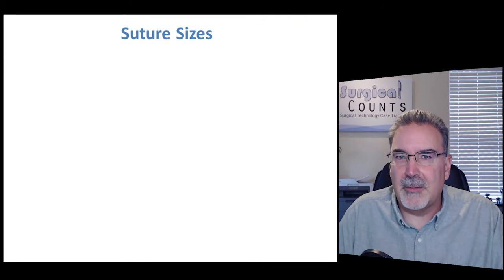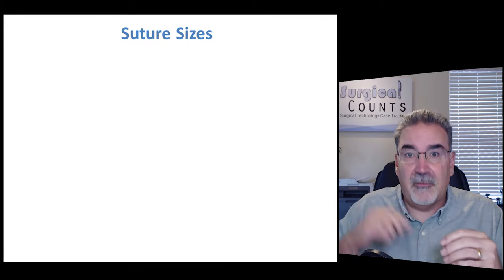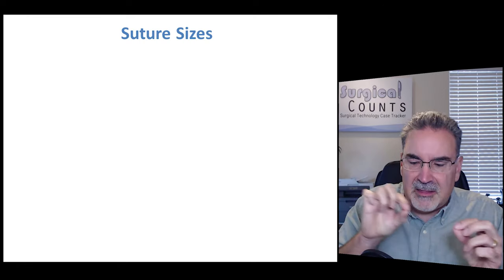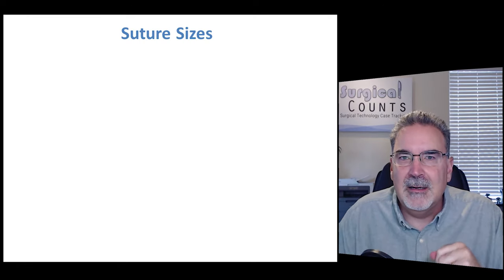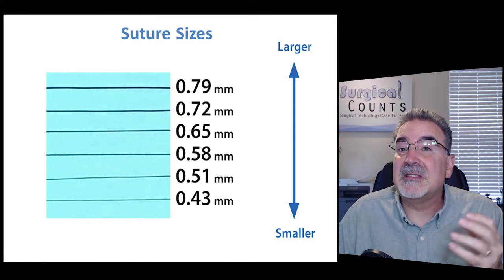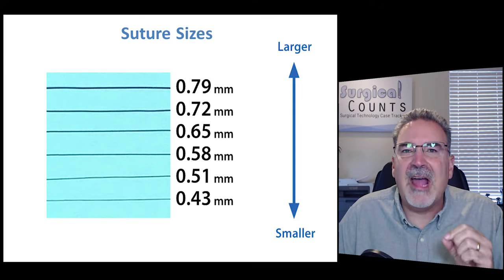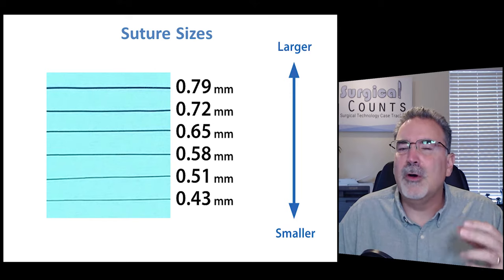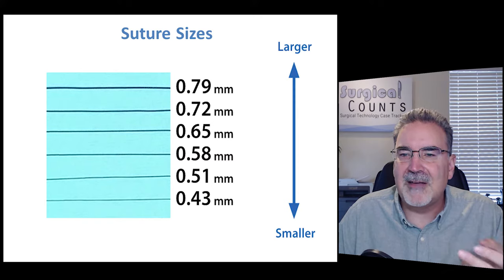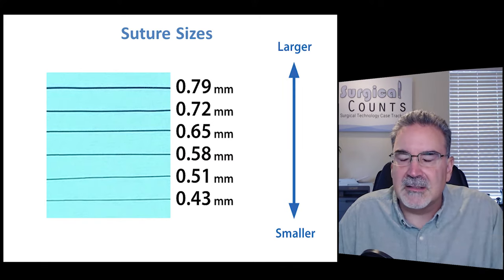Now, the first thing we should probably talk about is suture size. Now, suture comes in all different sizes, anywhere from really thick diameters to really tiny little diameters, very thin threads that you can barely see. So back in the day, when suture sizes were just starting to get standardized, they developed 6 standard suture sizes that they were going to use, anywhere from just under 0.5 millimeter thick to almost a full millimeter thick, about 0.75 millimeter thick. So anywhere from 0.79 millimeters down to 0.43 millimeters, 6 different sizes of those sutures.